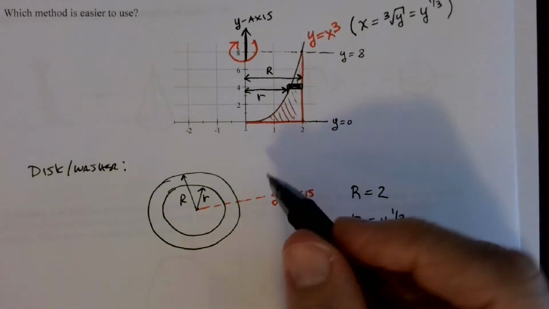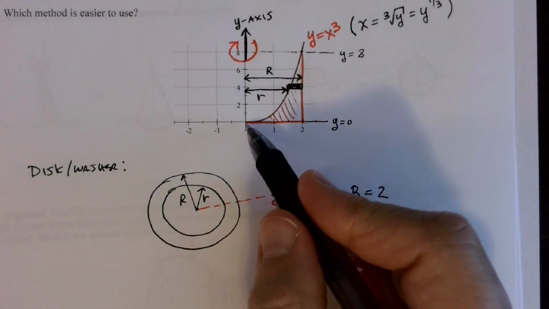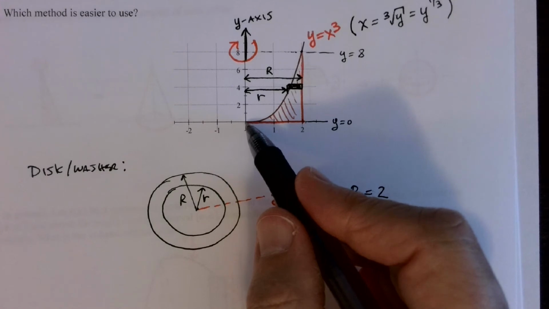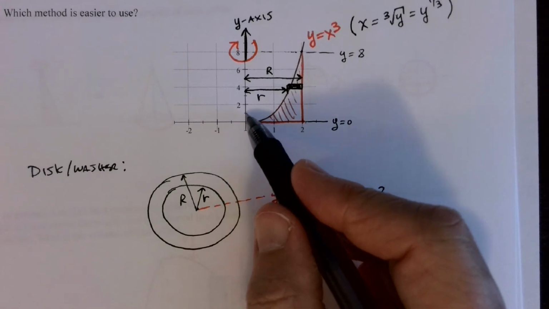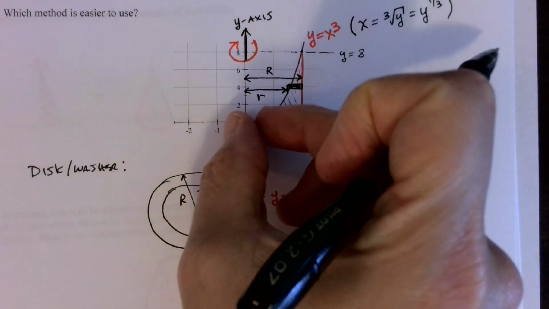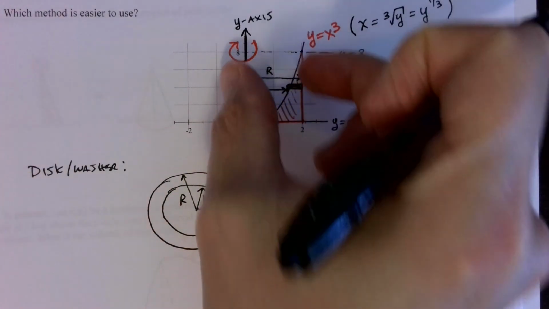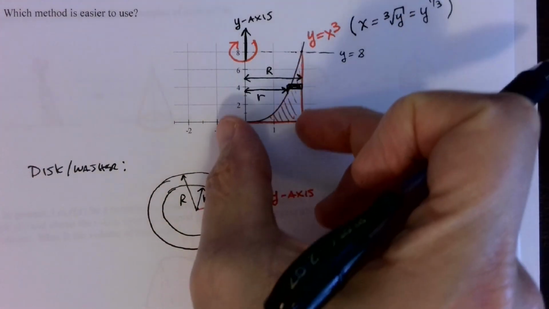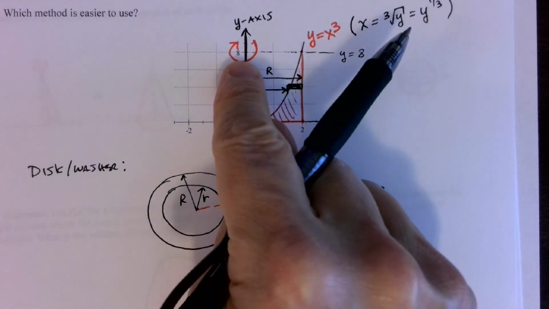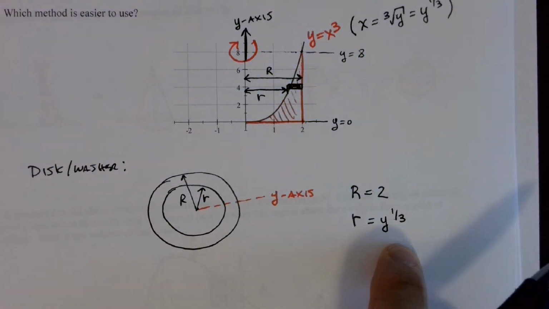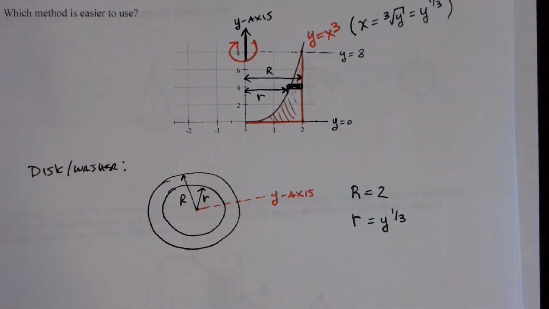All right, and you can see that's true. When y is 0, the little r goes to 0, doesn't it? But as y gets bigger and bigger, that little r is getting bigger and bigger. In fact, it's approaching what? 2, right at the very top. When y is 8, we should get 2. And what is 8 to the 1/3 power? The cube root of 8 is 2, right? So it is working. This is the formula we need to give us our inner radius.